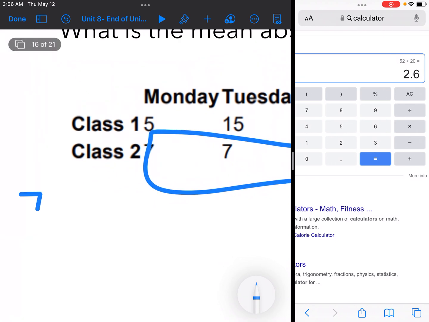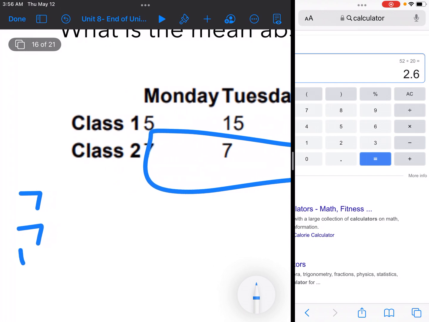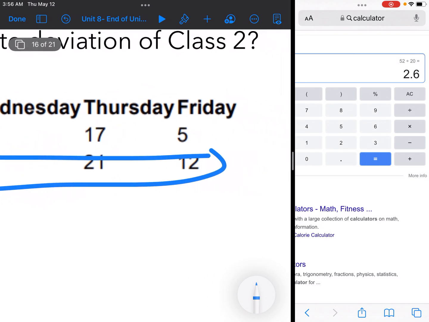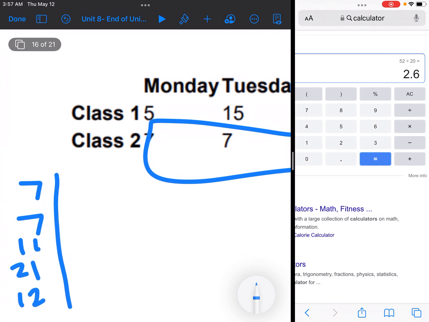What is the mean absolute deviation of class 2? So order doesn't matter. So my first step is to add those numbers and divide by how many numbers I have. So I get 58 divided by 5. I get 11.6.